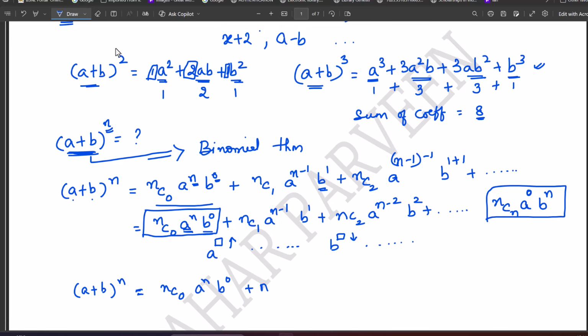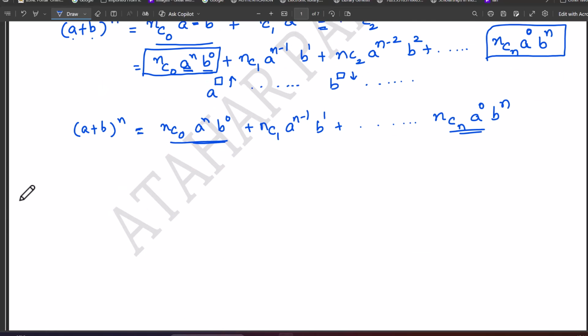Second term, actually it should proceed only, right? nC0 is there, nC1 will become. A to the power n is there, one number will decrease in the power. B to the 0 is there, one number will increase in the power, and so on. And in the last, whatever is there in the first, its opposite will be written. nC0 was there, nCn will be written. A to the n was there, A to the 0 will be written. B to the 0 was there, B to the n will be written. Clear, right?